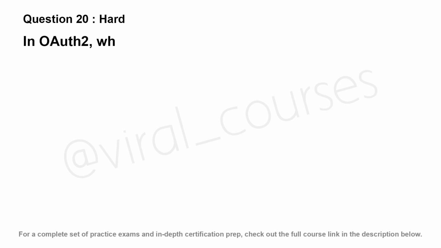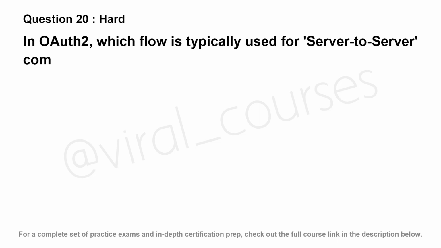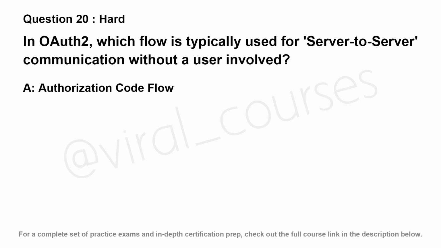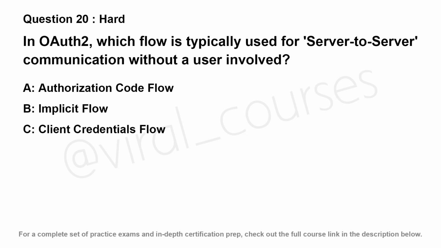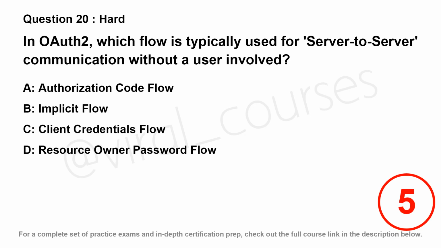In OAuth2, which flow is typically used for server-to-server communication without a user involved? Option A, authorization code flow. Option B, implicit flow. Option C, client credentials flow. Option D, resource owner password flow.